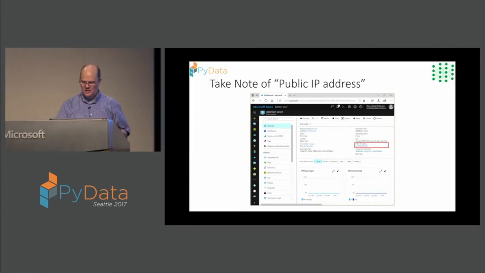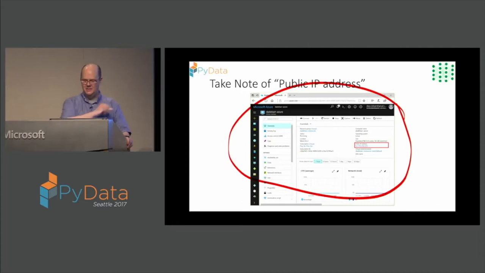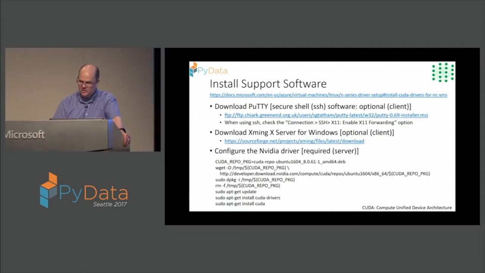So 2 or 3 minutes, it comes back with this interface saying we've deployed your VM, and this is the IP address of that thing. You can actually configure a domain name if you want for such a thing. We're not going to do that today. So literally, I just use IP address to connect to my Azure VM. All right, so installing support software. Once we have Ubuntu VM set up, we log in with the password that we were given.